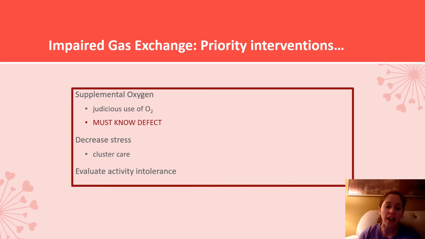Also, regardless of defect, we really want to try to cluster our care and decrease the patient's overall stress. If we cluster our care and try to decrease the stress of things like crying and agitation and excitability, where they're using more calories, using more energy, making their heart work harder essentially, if we're decreasing that, then that's going to help protect the heart. And we want to try to protect the heart and make it not work hard if we don't have to make it work hard.